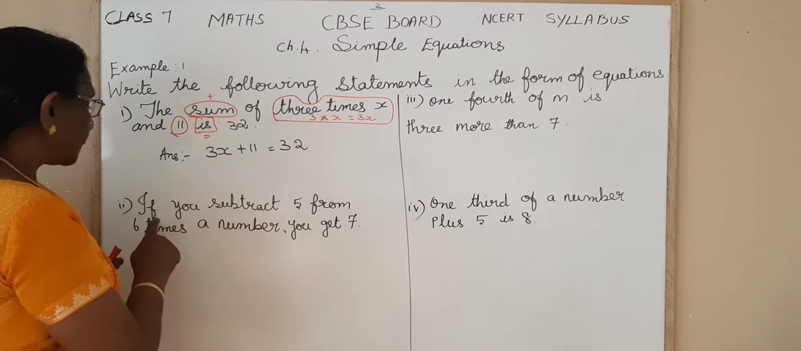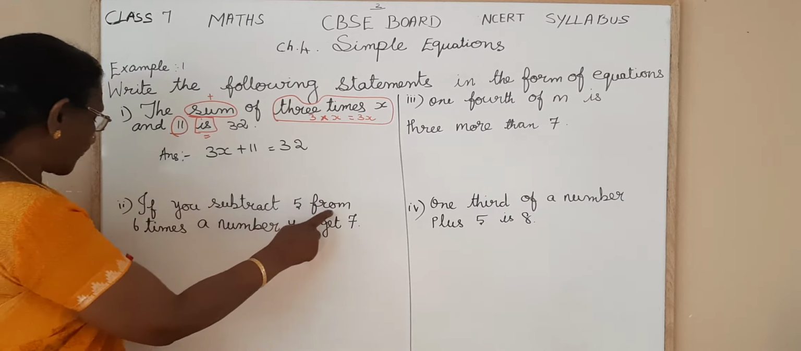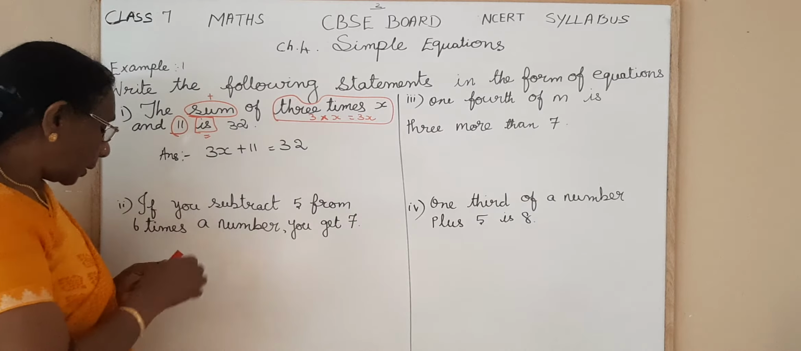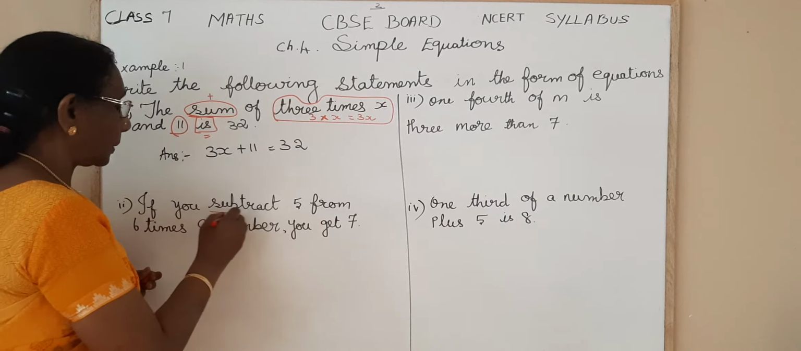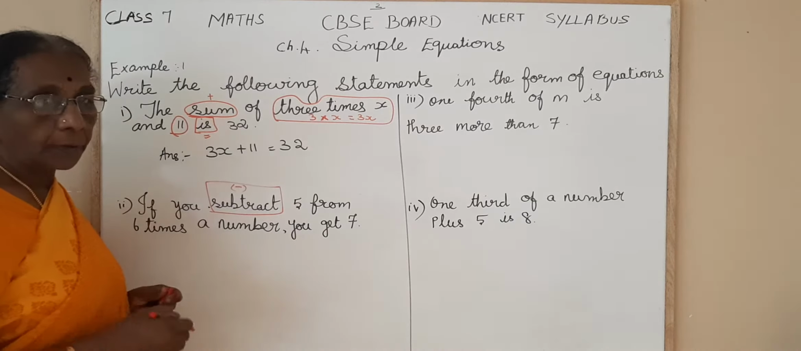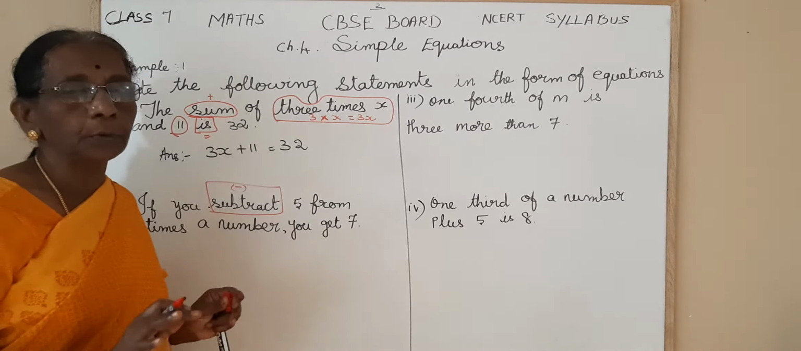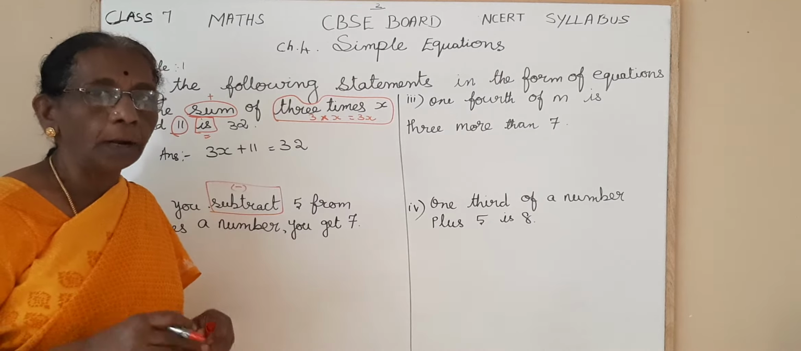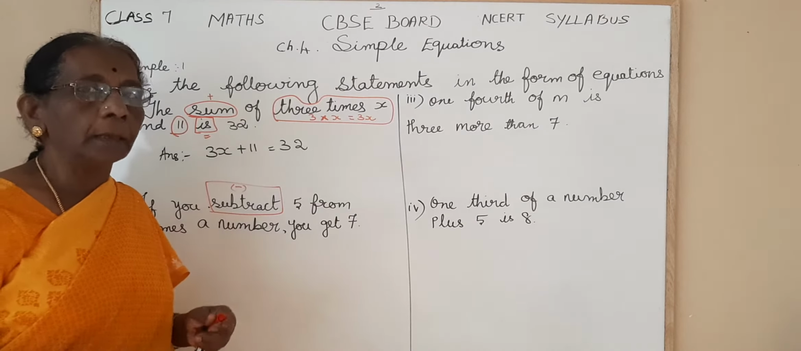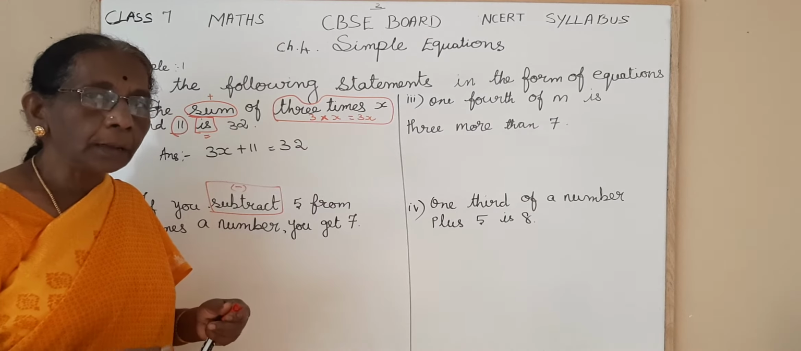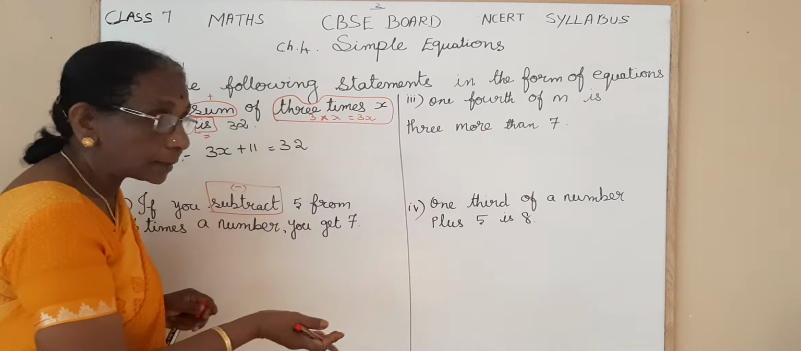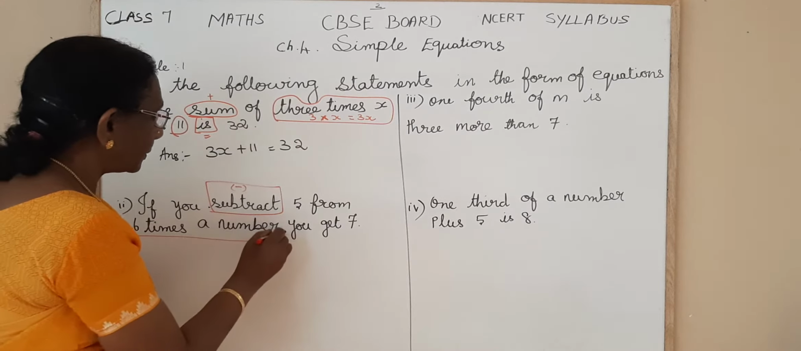Next one is what? If you subtract 5 from 6 times a number, you get 7. And here what operation? Subtraction. So what symbol for subtraction? Minus. For subtracting we need only 2 numbers. Among the 2 numbers, one will be big, the other will be small. So you have to select the big number. And already in the previous session, I told the big number comes after the word from. So where is the word from? Here. From what you are subtracting? From 6 times a number.